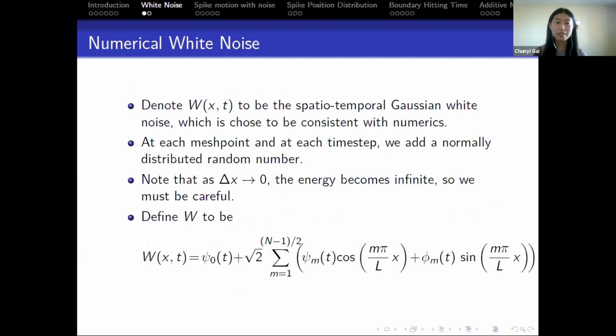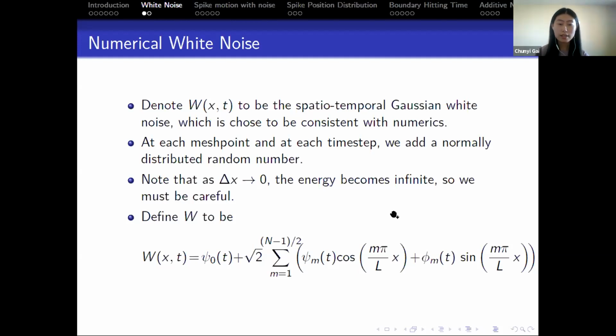Okay, now we consider the noise term. To understand what white noise is, we consider how to add it in the numerical simulations. What we do is add a normally distributed random number at each mesh point and each time step. The drawback is that the noise magnitude is related to the total number of mesh points, which is capital N. So we must be careful when choosing this N. Basically, it cannot be too large.